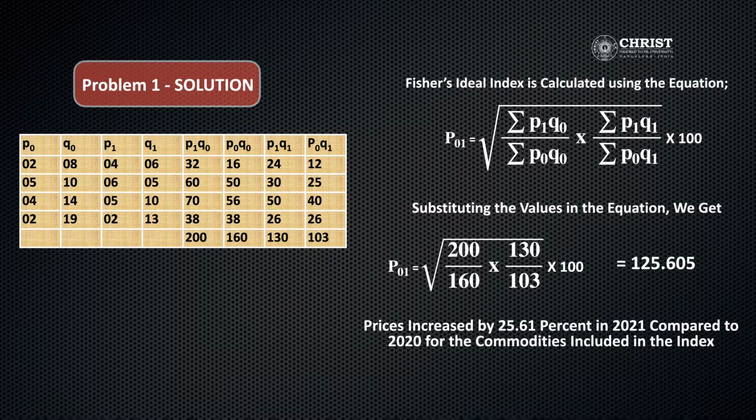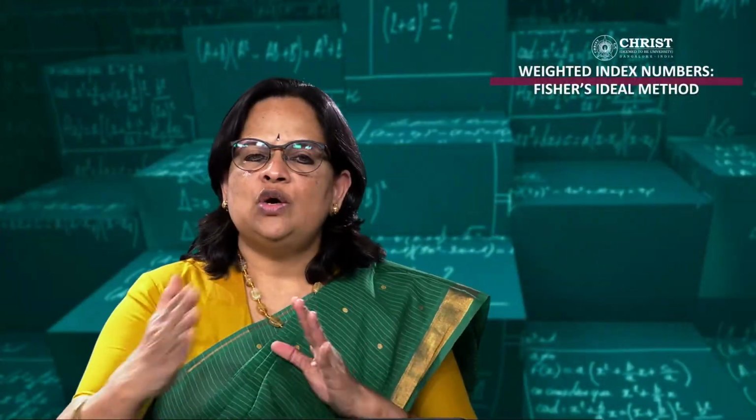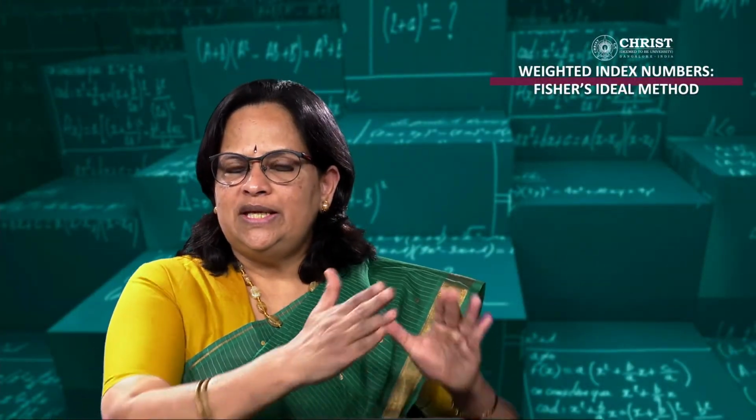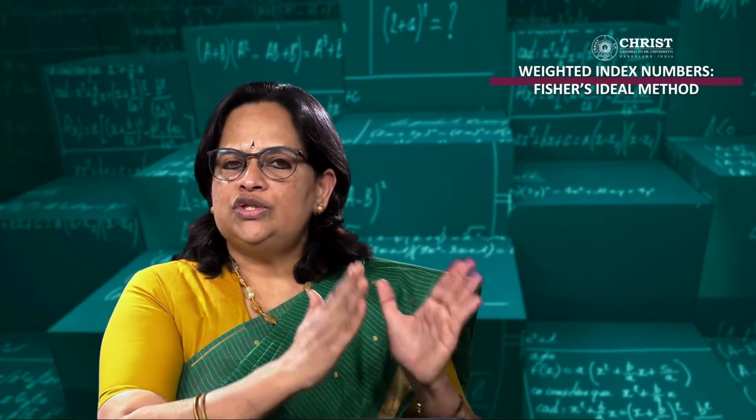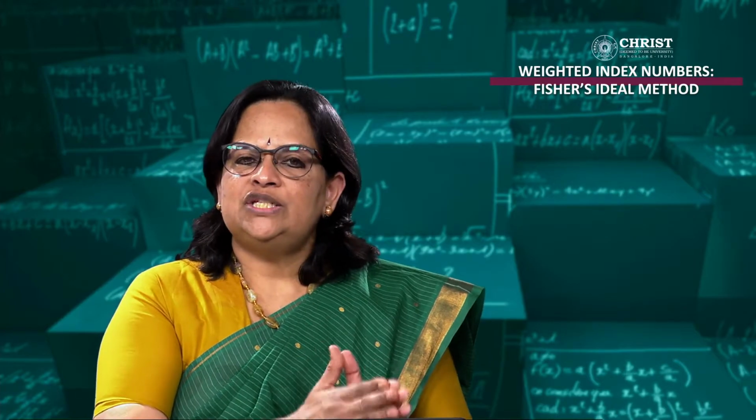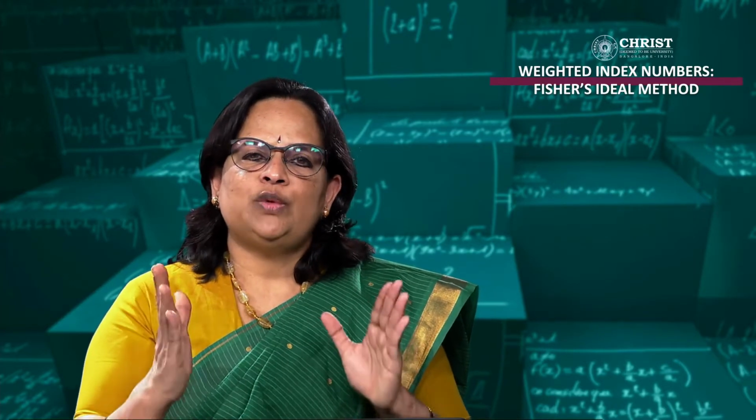Now we have to write the interpretation: prices increased by 25.605, or about 25.61%, in 2021 compared to 2020 for the commodities included in the index. This is how we compare. If we had computed the index for 2020, it would have been 100. Now in 2021, the index is showing an increase of 25.61%.